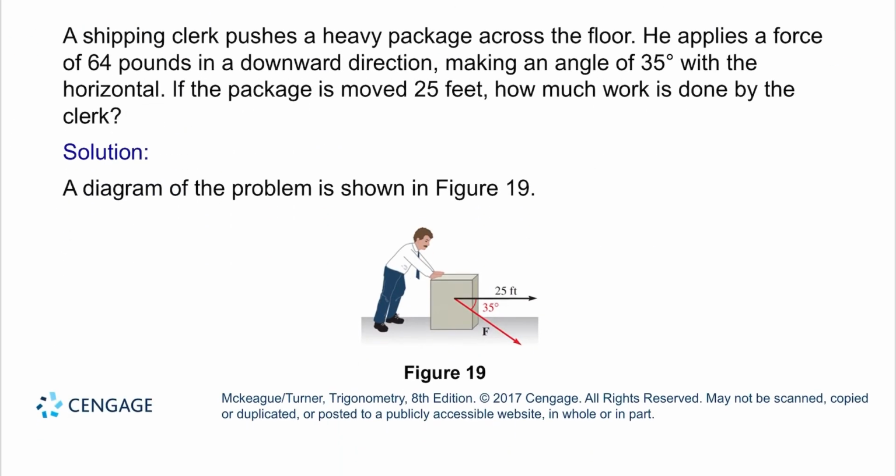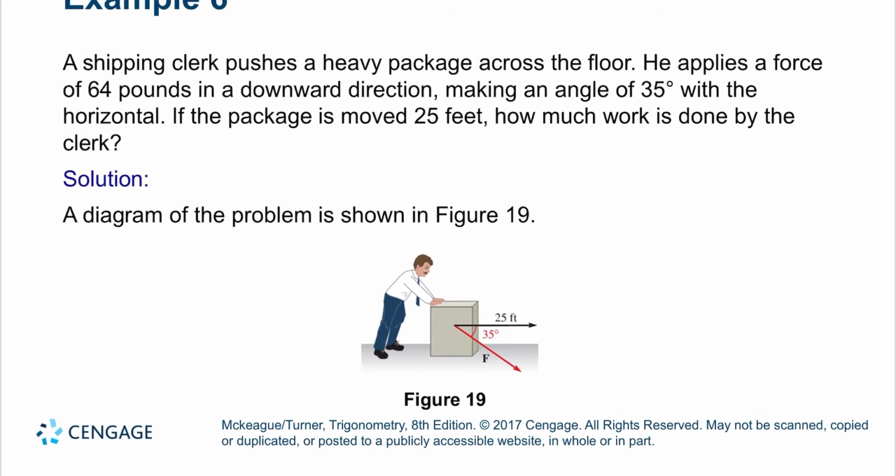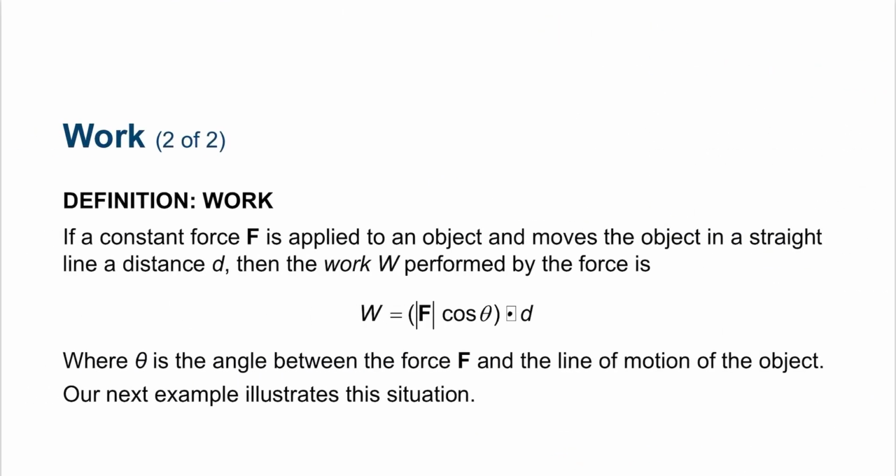So let's take a look at this example here. This person here applies a force of 64 pounds in a downward direction. So this is the force vector. He's applying 64 pounds in this direction. So that's the magnitude of F. And he's going to move this box 25 feet. How much work is done? So we can apply this formula.